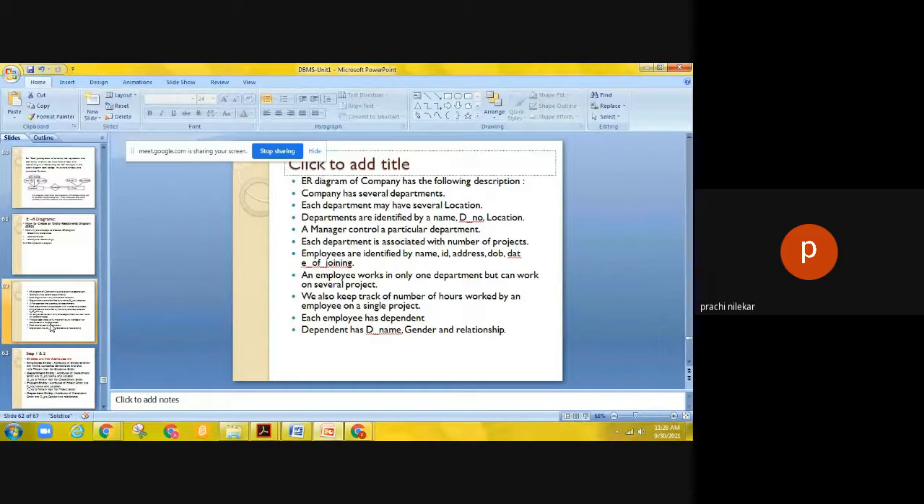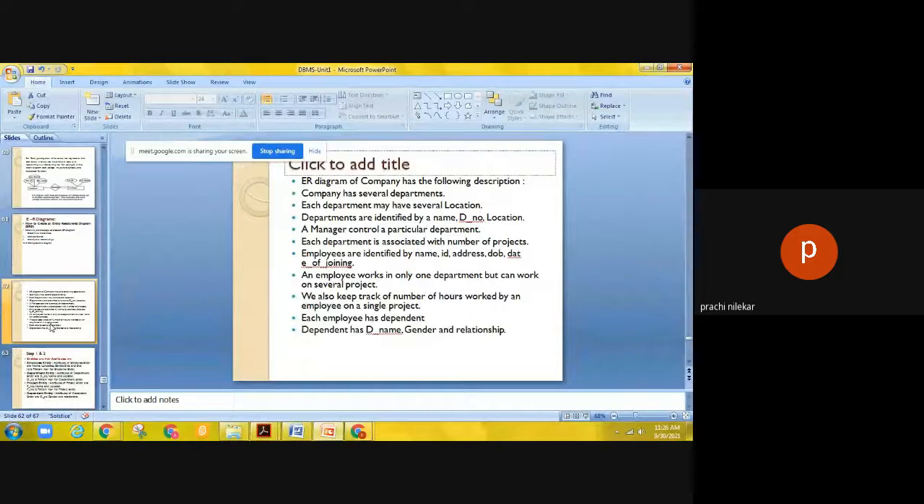No one? Is it that tough? The company has several departments. Which are the nouns? Department is one of the entities. And departments are identified with the name, department number, locations. A manager controls a particular department. Each department is associated with a number of projects.